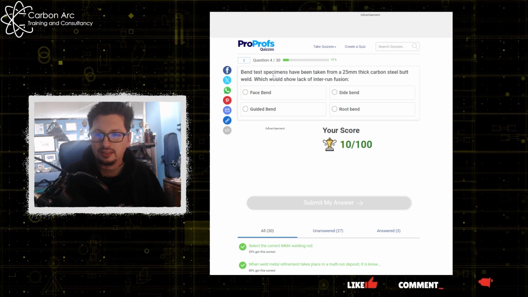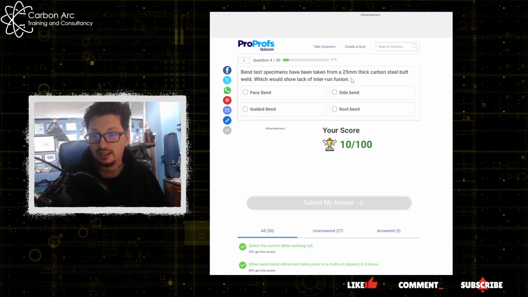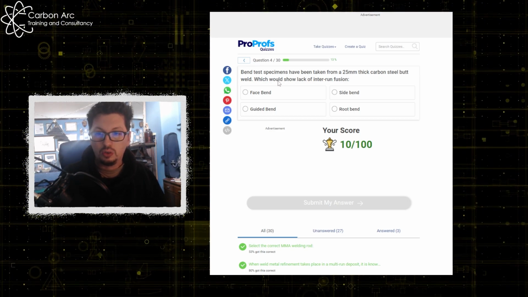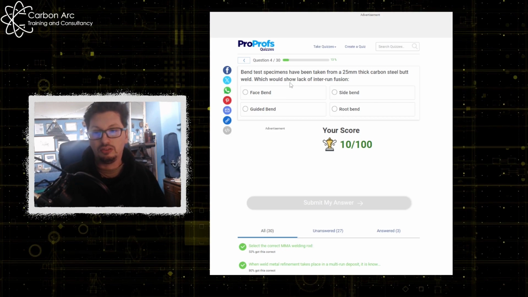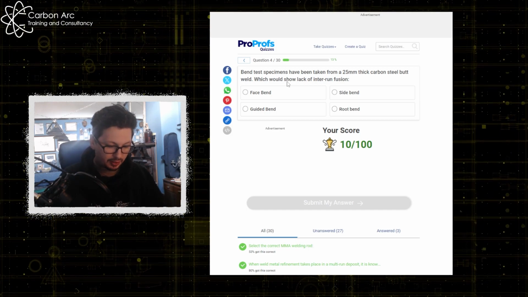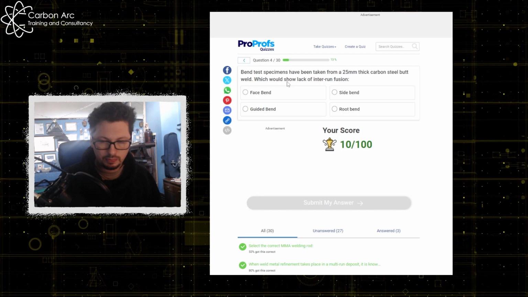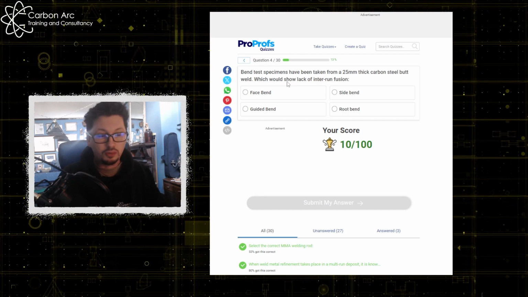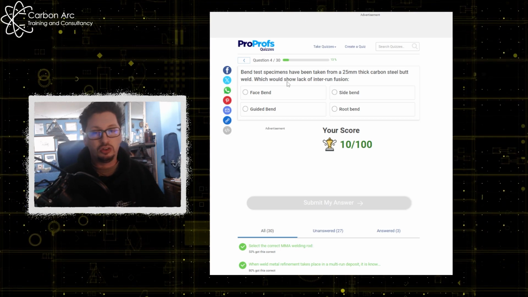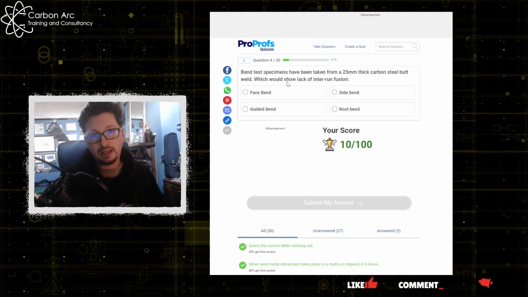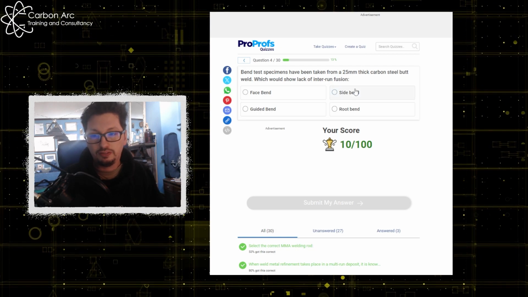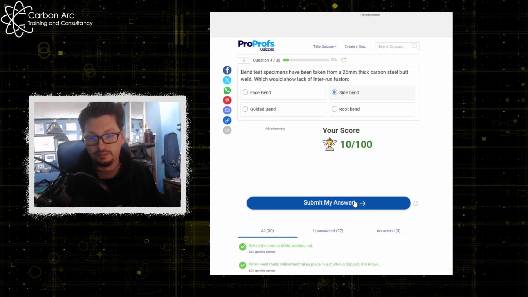Question 4. Bend test specimens have been taken from a 25mm thick carbon steel butt weld, which would show a lack of interrun fusion. So, very common question, and we've seen this lots of times in some of the papers we've already done, that the magic number here is 12mm. So if we're below 12mm, we'll do 2 face and 2 root bends, and above 12mm we'll do 4 side bends. So this is 25mm thick, so we'll go with our side bends.